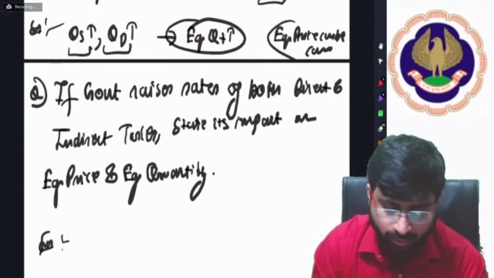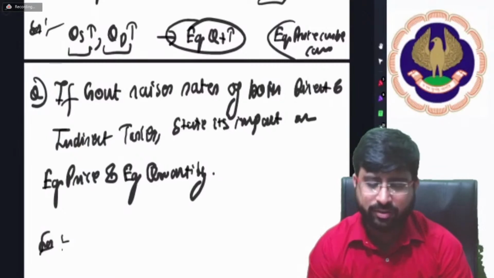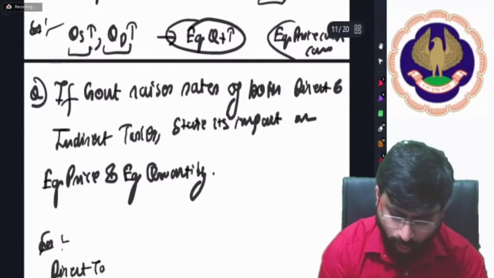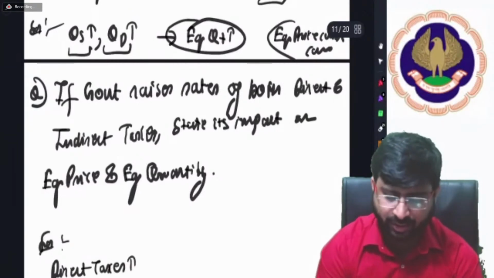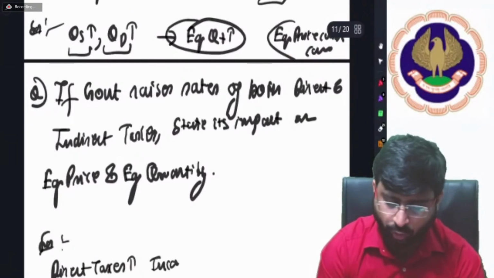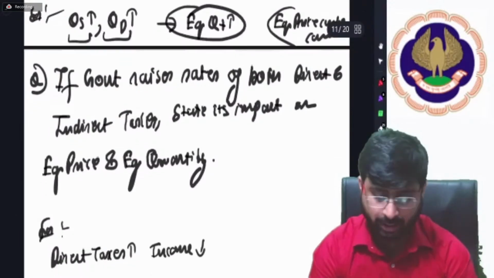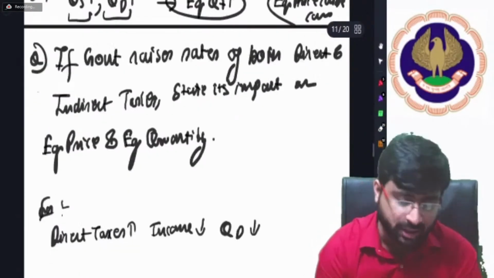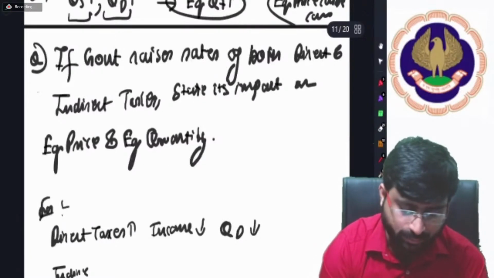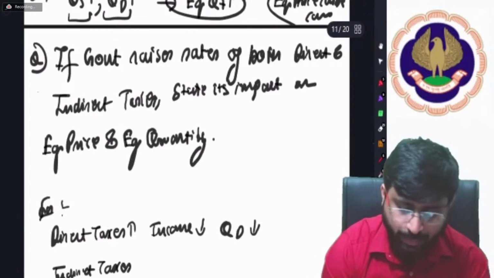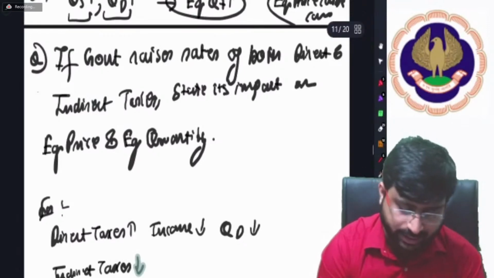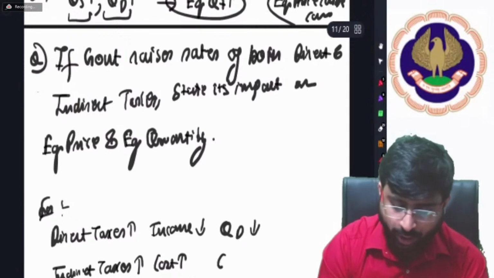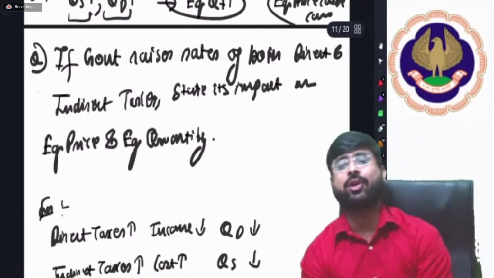Now we have to understand: if the government raises rates of direct tax, you all will agree that direct taxes rising means disposable income is going to fall, and so quantity demanded is going to fall, full stop. Let's consider indirect taxes. A rise in indirect taxes is going to raise the cost for the producer. So quantity supplied, as a result, is going to fall.